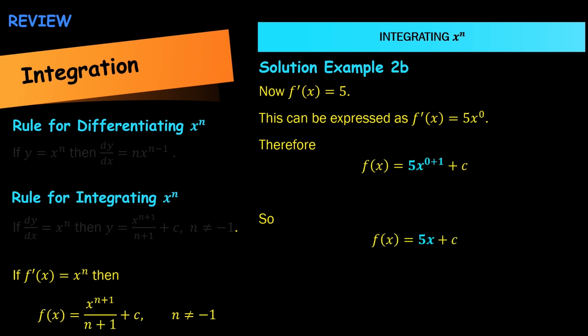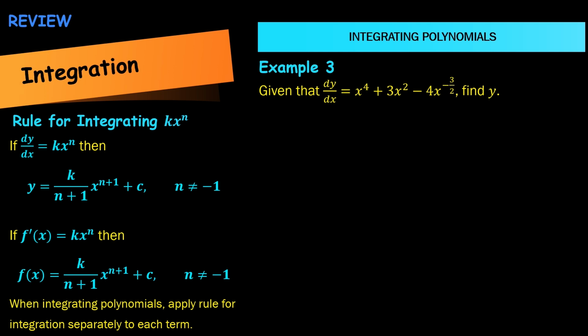Therefore, f of x equals 5x plus c. Now let's take a look at another example. Pause the video and have a go. Press play when you're ready to view the solution.